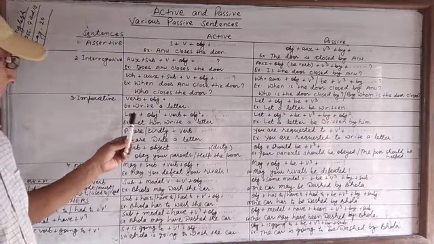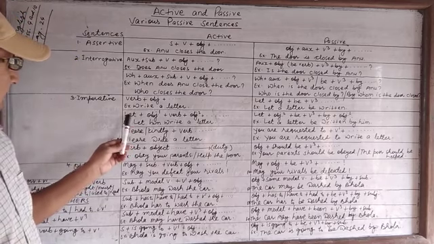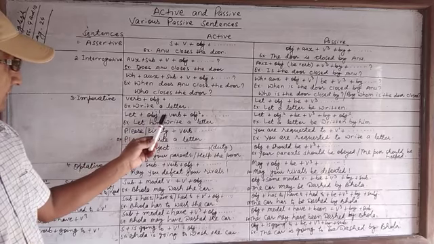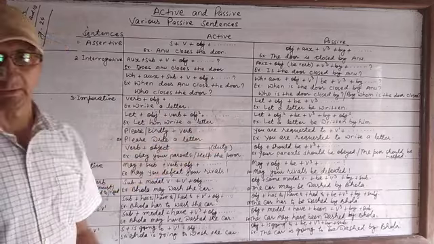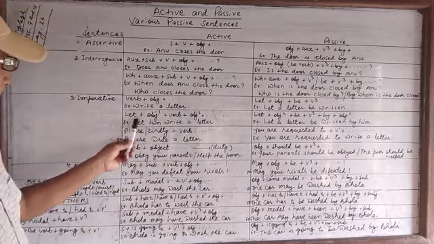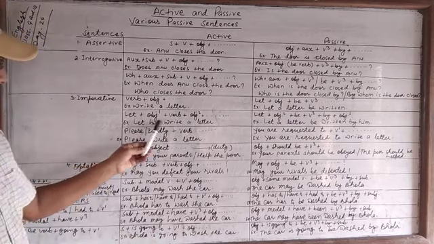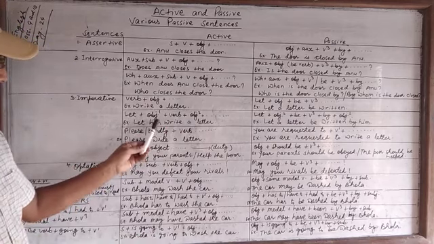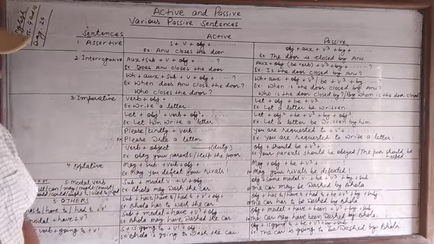Another imperative sentence. If the imperative sentence starts with let, and after that the first object, then the verb, plus the second object and other words, let's see the example of this structure. Let him write a letter. Let is let. After let, him is the first object. Write is the verb. A letter is the second object.